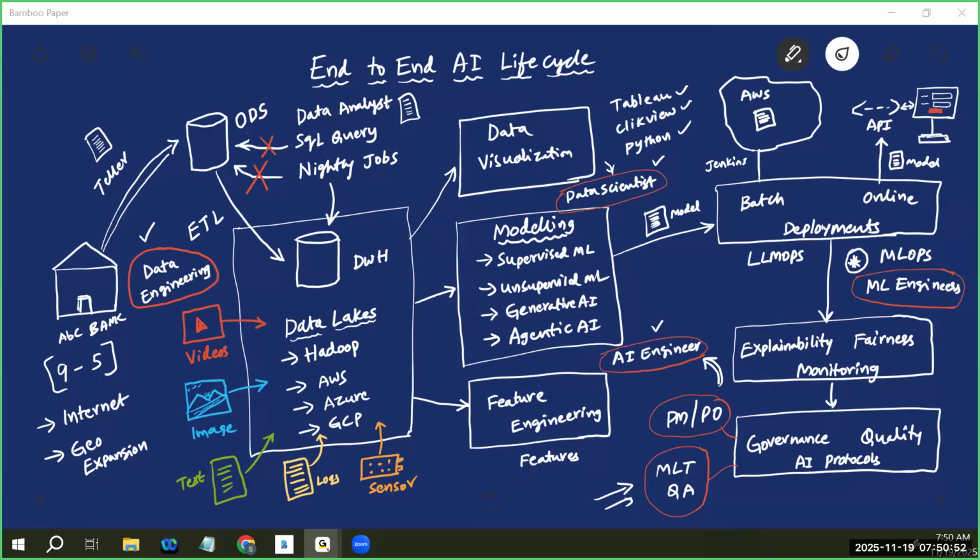A combination of roles we call TPOs in our organization, technical product owners. They are the people who are defining the business and these things, and then that can be taken to the next level.